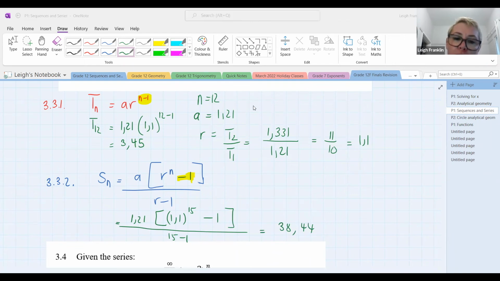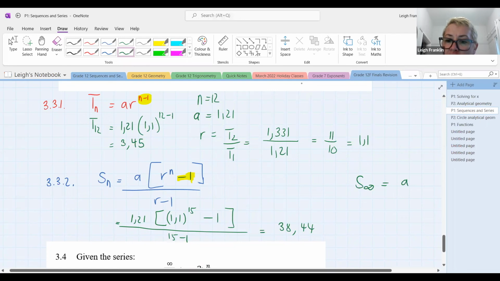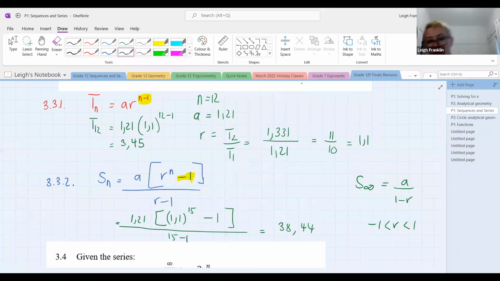Nick, what you're thinking about here is sum to infinity. Sum to infinity is A over 1 minus R, and then R has to be a number that is between 1 and -1, but cannot be 1 or -1. That's what you're thinking about.